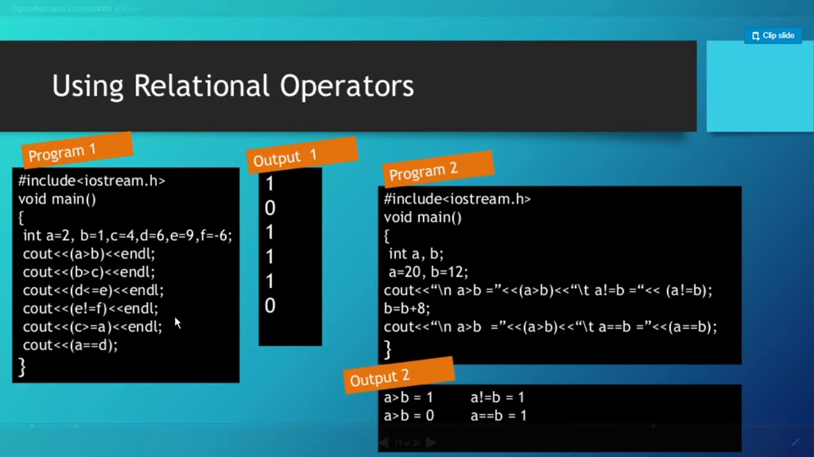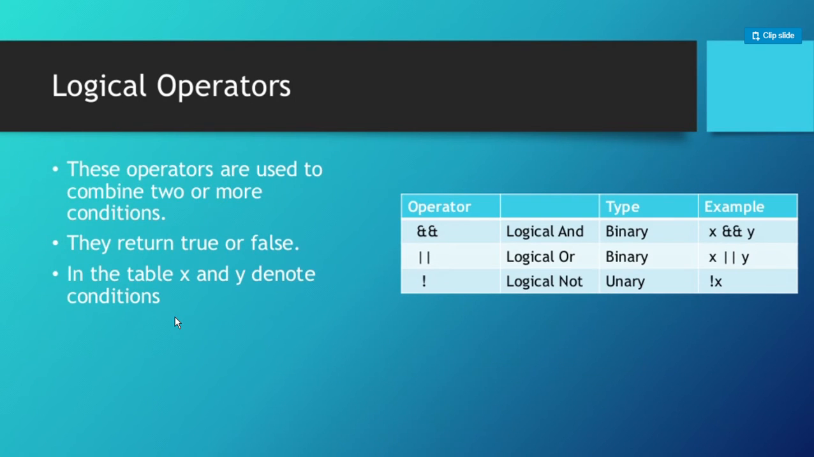Once again, relational operators can show the relation between two operands: greater than, less than, greater than or equal to, not equal to, less than or equal to. Okay. Now we will continue with the next operators, that is logical operators.